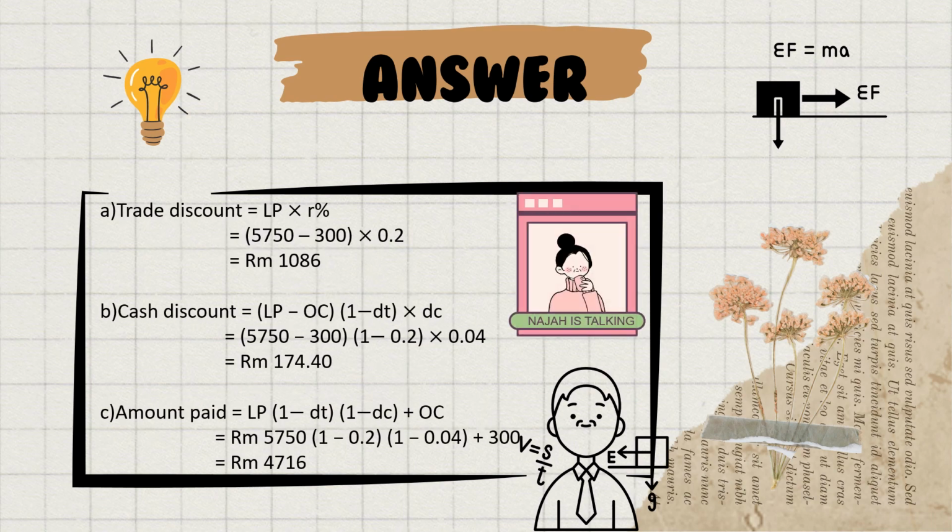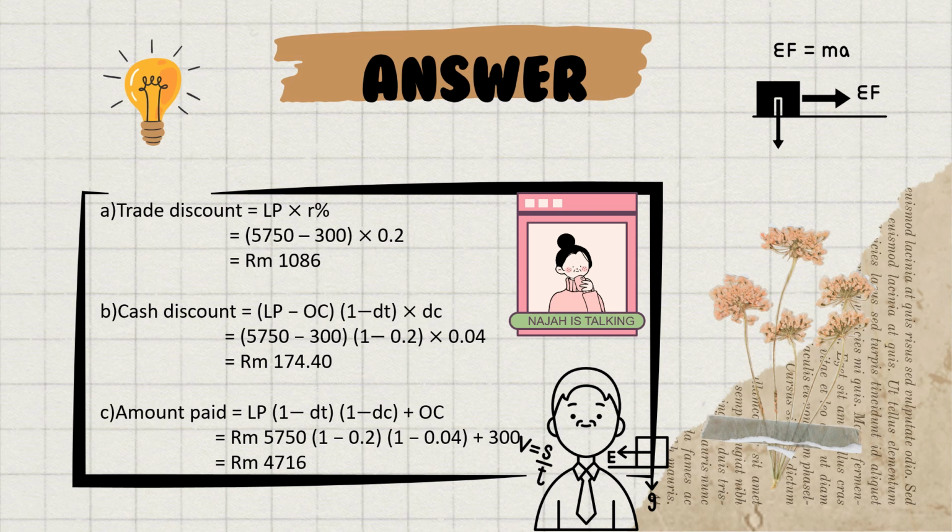The formula is trade discount equals list price multiplied by trade discount rate. So RM 5,750 minus RM 300 to include the transportation cost, then multiply 0.2 and the answer is RM 1,086 ringgit.